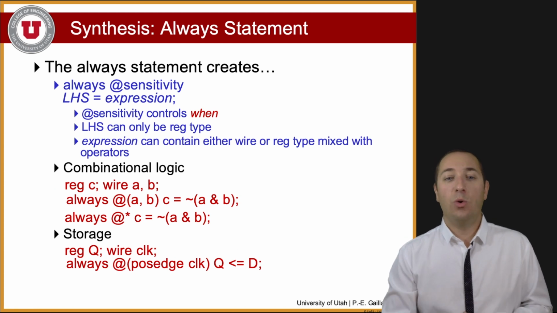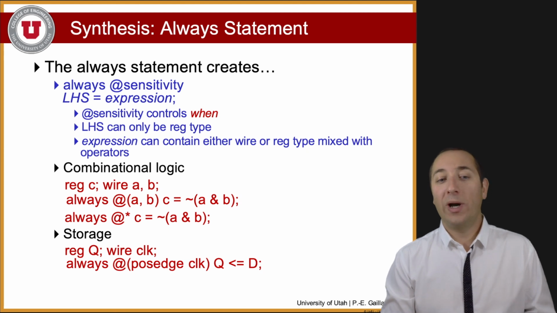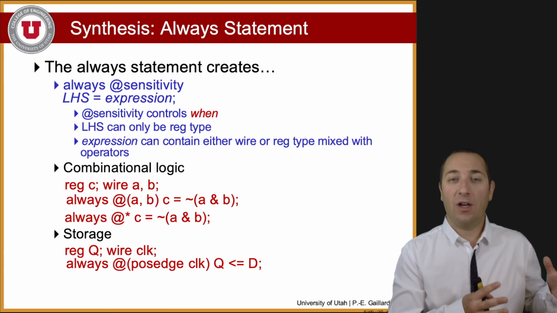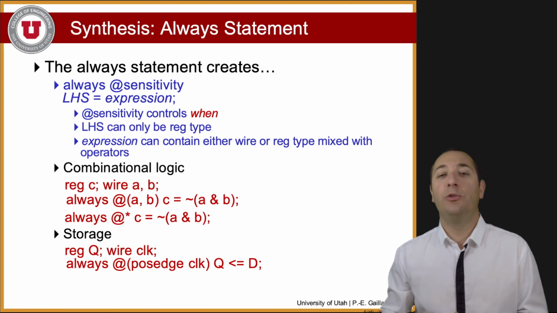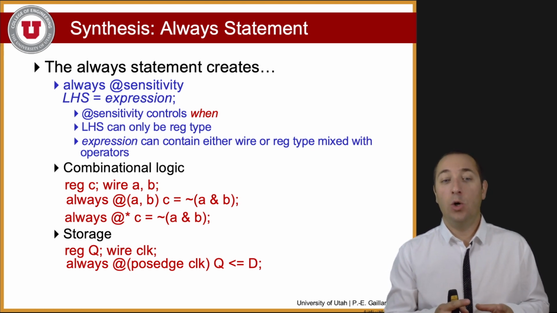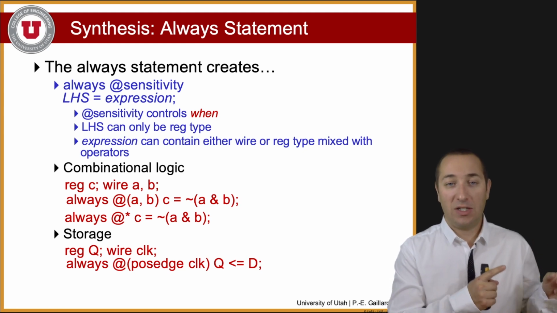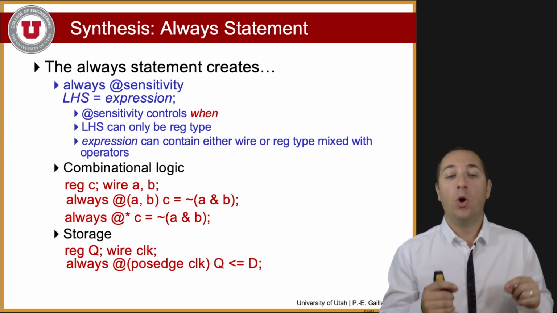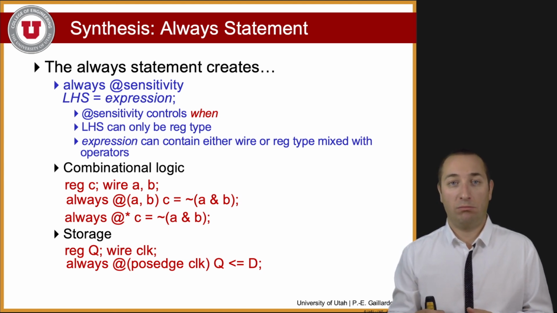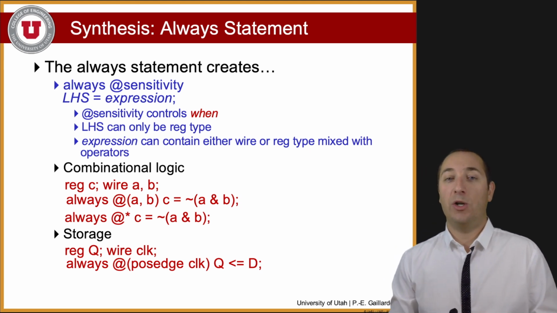So how do always statements work? Well, you will have the following syntax: always at sensitivity list, followed by the left-hand side equal to the expression. And that way, the sensitivity list will control when the left-hand side, which can only be a register, will take the value coded by the expression. The expression can be a mix, again, of wires and register types mixed with operators.